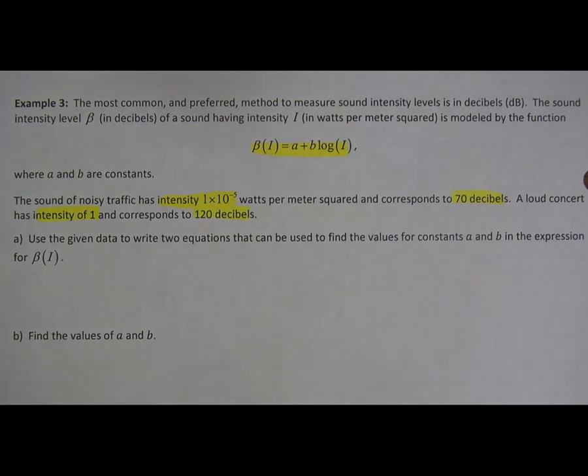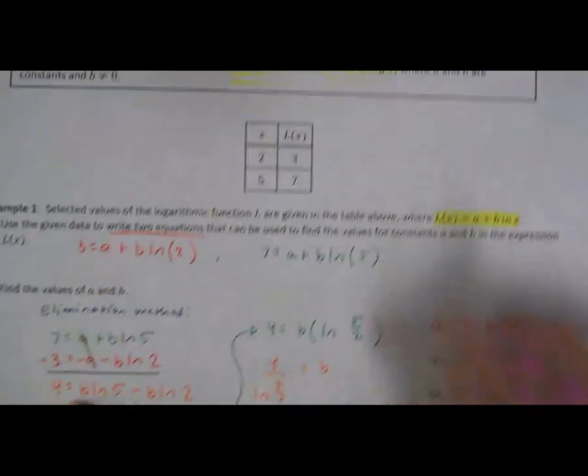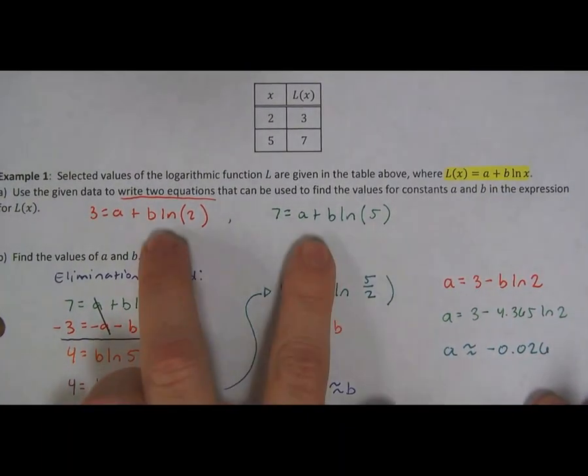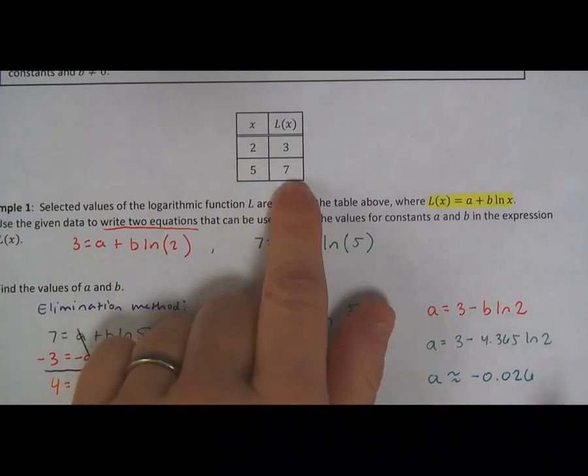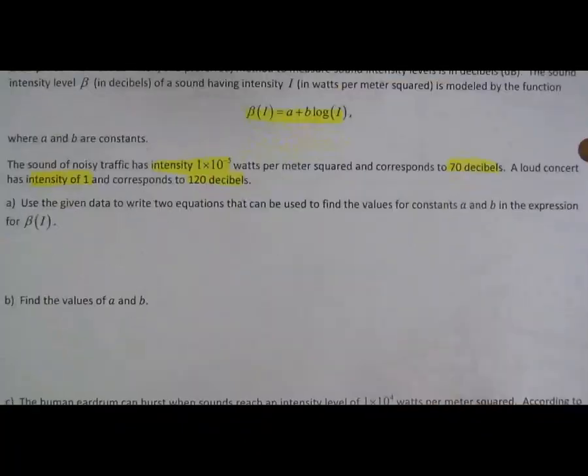A says use the given data to write two equations that could be used to find the values for constants A and B. So we are going to do exactly what we did on example 1, where it gave us a table with two ordered pairs and we wrote equations. We're just going to use the information from the paragraph.